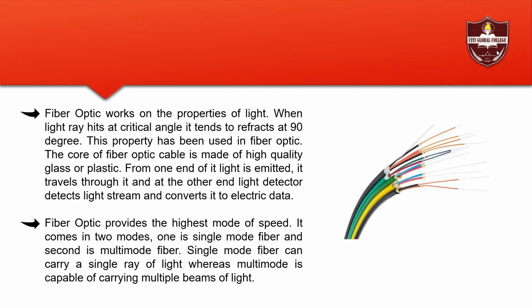So fiber optic works on the properties of light. When a light ray hits at a critical angle, it tends to refract at 90 degrees. This property has been used in fiber optic. The core of fiber optic cable is made of quality glass or plastic. From one end of it, light is emitted, it travels through it, and at the other end, a light detector detects the light stream and converts it to electric data.